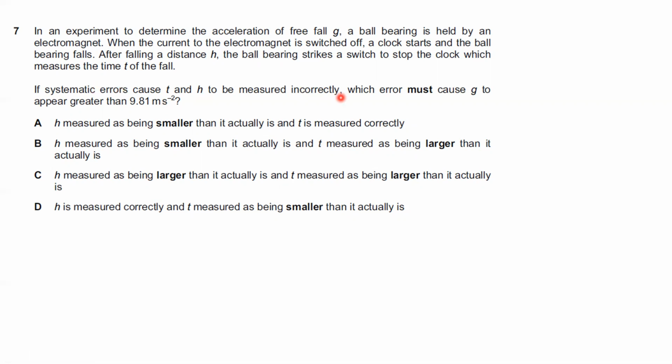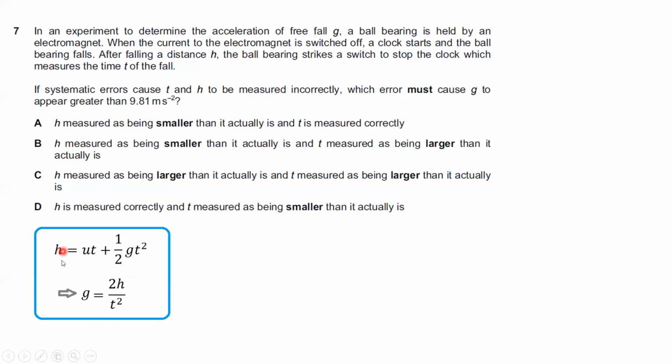That means the initial velocity is 0. It's falling under the gravity. So the acceleration of free fall is g for a time t through a height of h. Now they are saying that there is a systematic error, which causes your value of t and h to be incorrect. We need to find which combination in t and h may make your g value greater than 9.81 meter per second square.